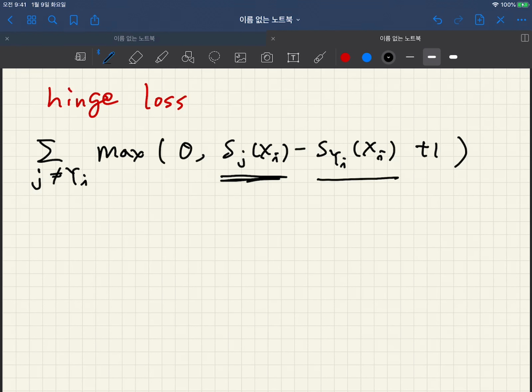Before the deep learning era, support vector machines usually used hinge loss, but in the deep learning era, we very rarely use hinge loss. We usually use cross entropy, negative log likelihood, or KL divergence.